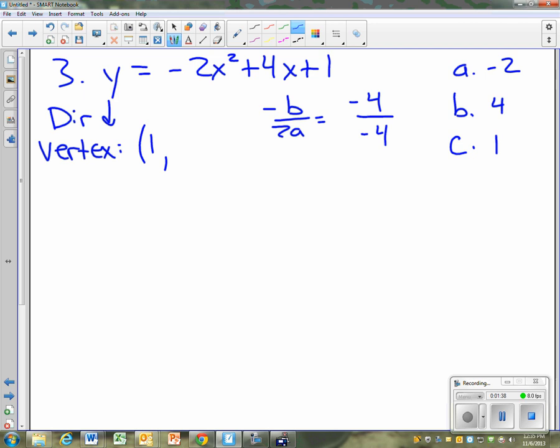So if the vertex is 1 for the x value, how do I find the y value? I plug it in. 1 squared is 1 times -2 is -2. Plus 4 is 2, plus 1 is 3. I've got 3. So there we go.